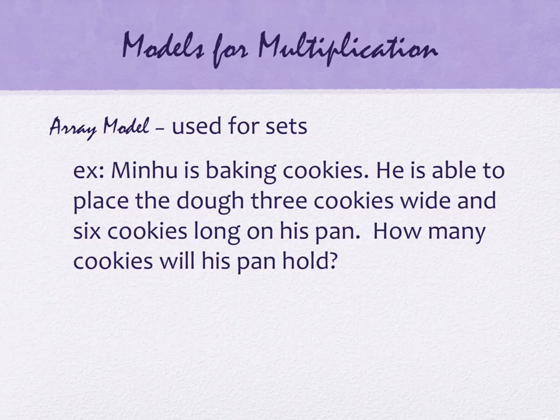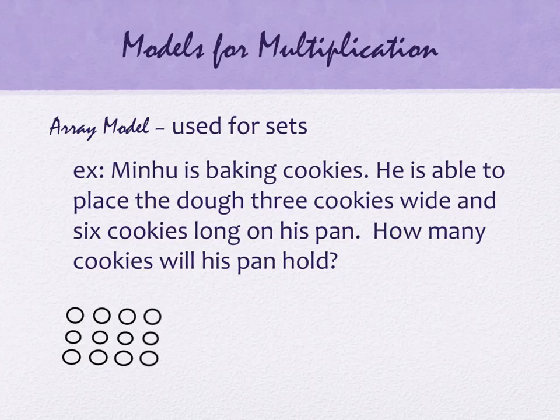We made cookies at my house earlier this week. And when we placed the cookies on a pan, 3 is what fit along each of the rows. So if we're drawing a picture of what this looks like, it says 3 wide and 6 long. So we have 1, 2, 3. So this is 2 long, 3 long, 4 long, 5 long, and 6 long. Okay, notice this is not repeated addition.